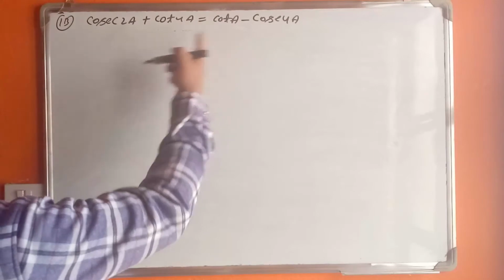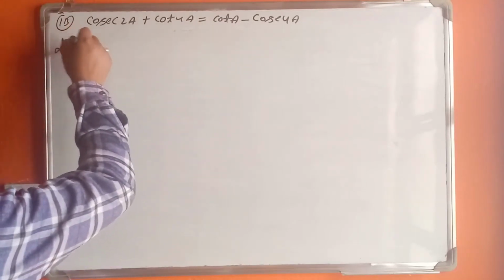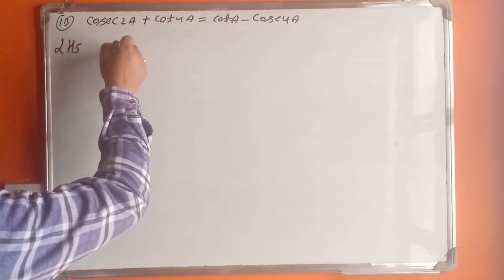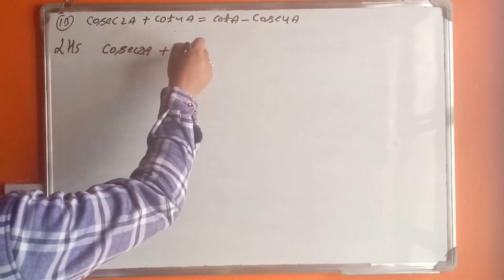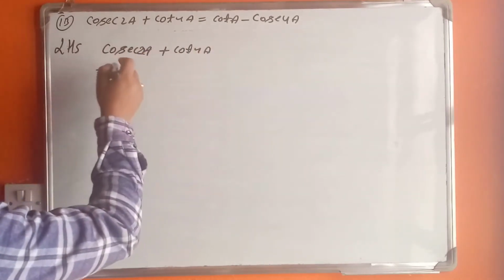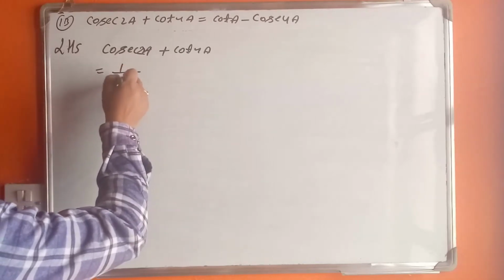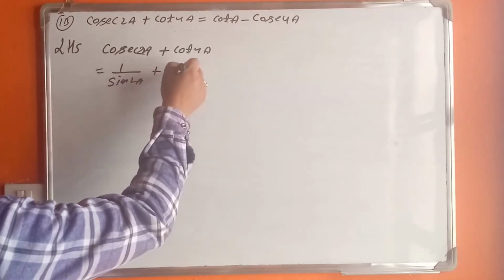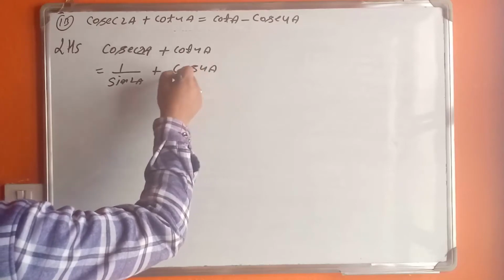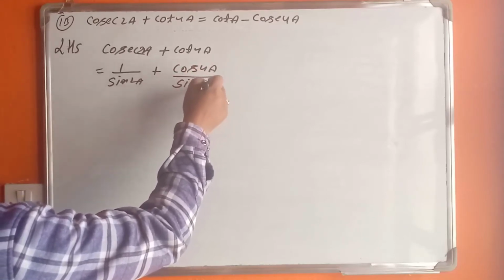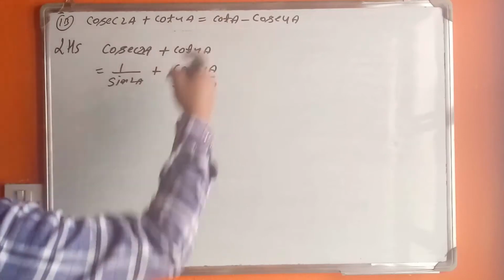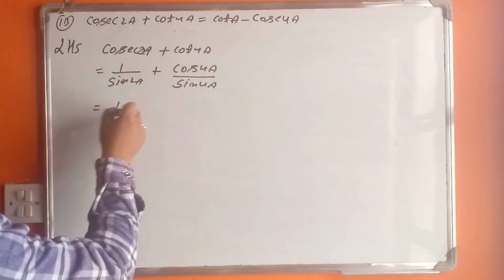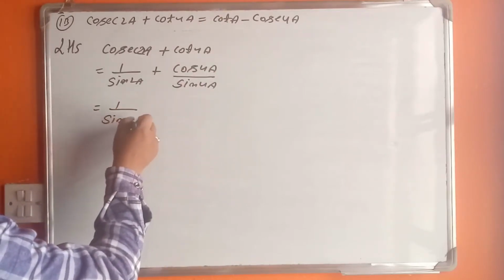This question 13 we can do by the left hand side: cosec 2a plus cot 4a. We can change cosec to 1 by sin, so 1 by sin 2a. Cot means cos by sin, so cos 4a by sin 4a. This question can be asked in this form also, and this form equal to this also can be asked. This is one of the important questions and there is an easy method.